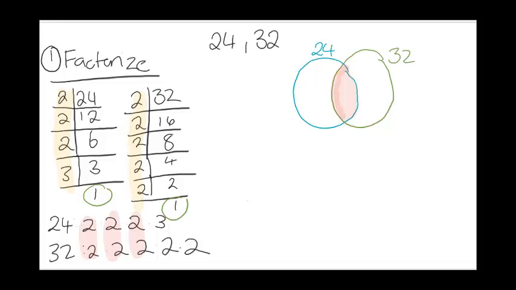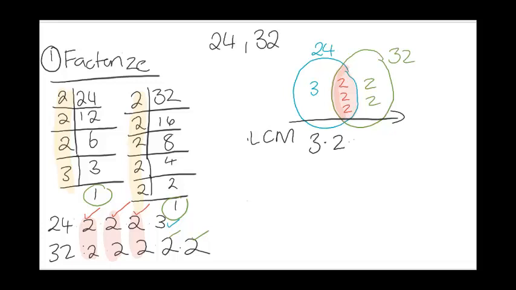So let's start with our middle numbers, which are going to be 2, that's the first one, 2, that's the second one, and 2, that's the third one. Then I'm going to write my blue number, which is the 3 from 24, and my green numbers, which are going to be 2 and 2. Excellent. Now, if I want to get my LCM, I'm going to write all the numbers from left to right. 3 times 2 times 2 times 2 times 2 times 2.